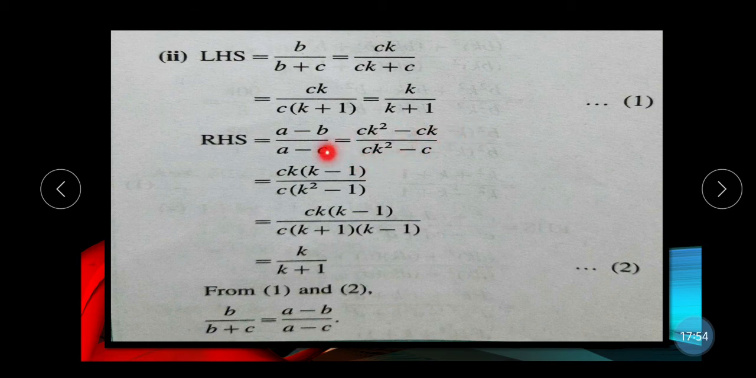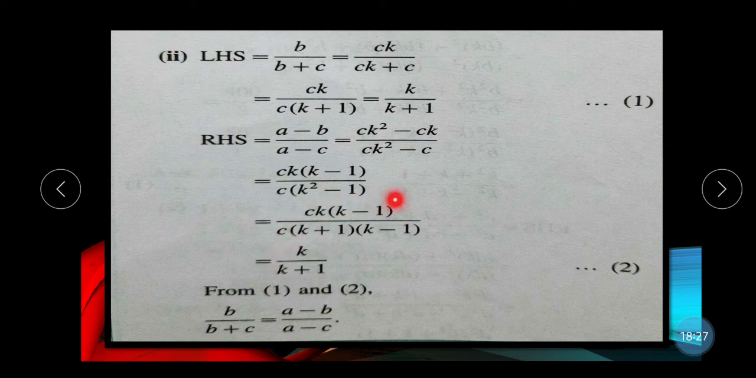RHS is equal to a minus b upon a minus c. Let's substitute the value: ck square minus ck upon ck square minus c. Let's take the common things, that is ck into k minus 1 upon c into k square minus 1. Here nothing is getting cancelled, dear children. So the numerator we will copy as it is: ck into k minus 1. This is the formula, so we will split and write. c will be as it is.